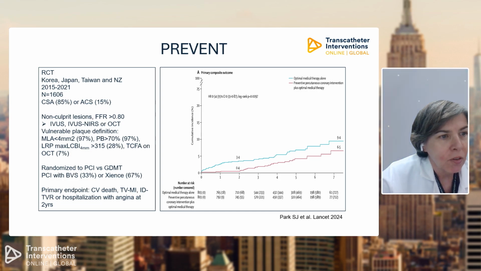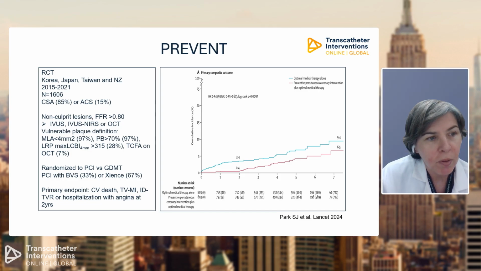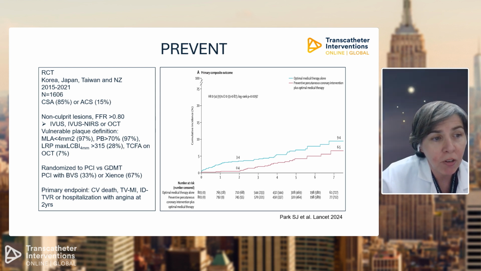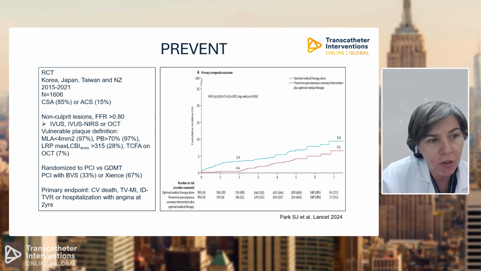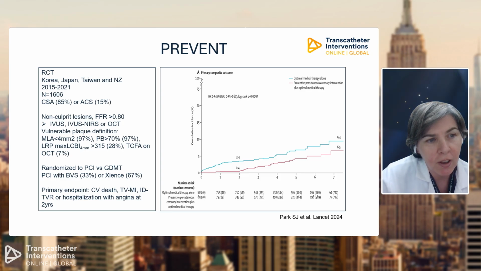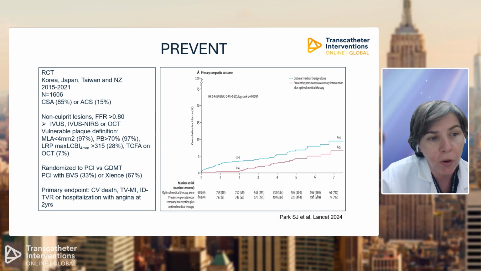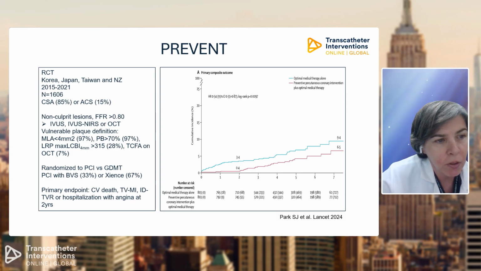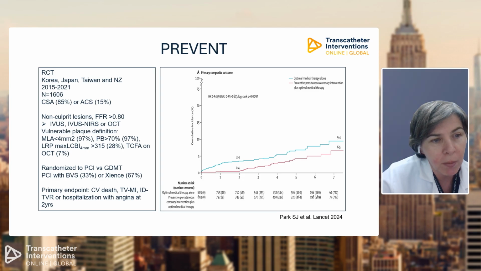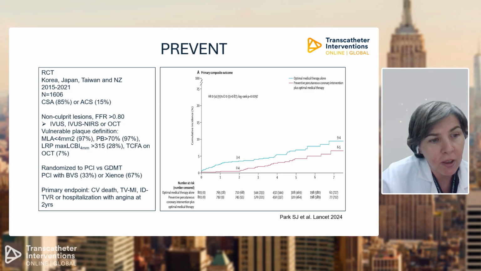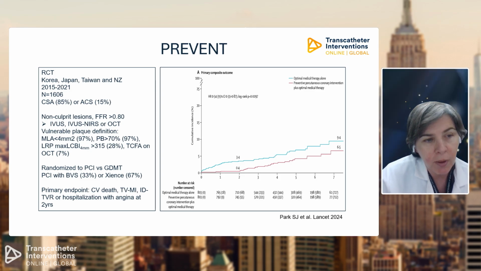So in PREVENT, an RCT conducted in Asia Pacific between 2015 and 2021, 1,600 patients, actually interestingly, predominantly stable angina patients. Then non-culprit lesions with an FFR of more than 0.8, and then you could use multiple modalities to call them vulnerable plaques, and we can elaborate on this. As you'll see, most of the patients were identified because they had an MLA of less than 4, or a plaque burden of more than 70%. Some patients with an LCBI, some patients with TCFA and OCT, randomized to PCI versus medical therapy.